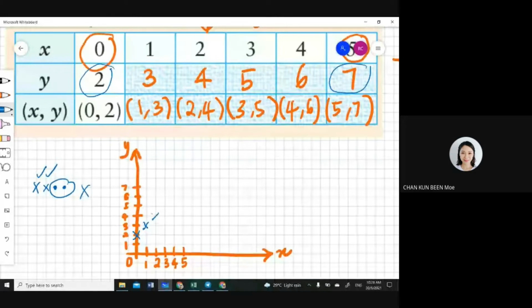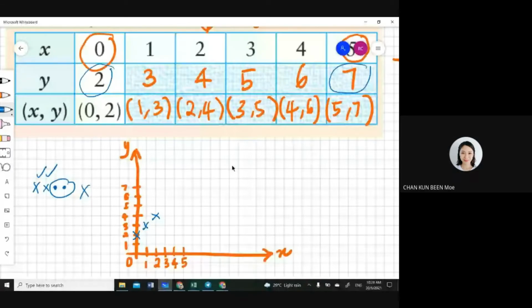So 3, 5 is here. After that, 4, 6. So this is 4, and then this is 6. So the point is here. And the last one is 5, 7. So 5 is here, 7 is here. Therefore, the point is here.